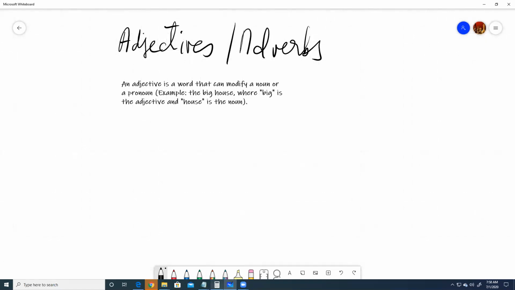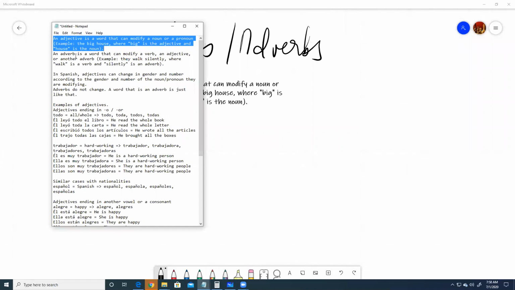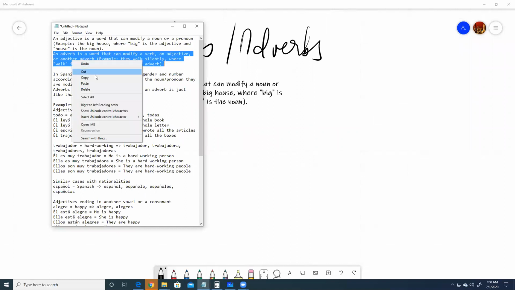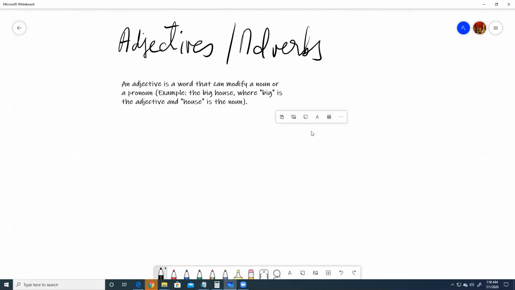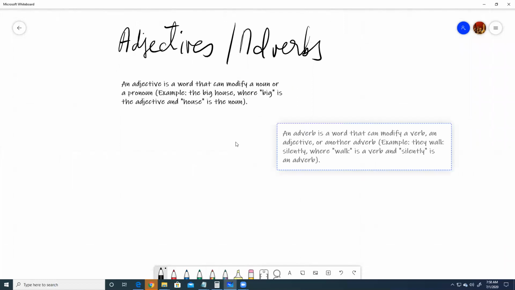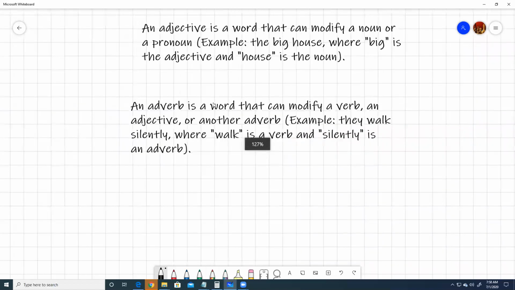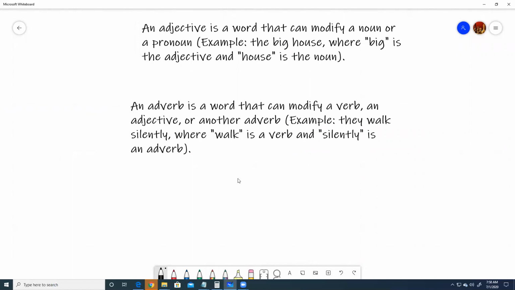Okay, now let's see the adverb. Let's copy and paste. Here we have: an adverb is a word that can modify a verb, an adjective, or another adverb. Example, they walked silently, where walk is a verb and silently is an adverb. So silently is modifying the verb to walk.